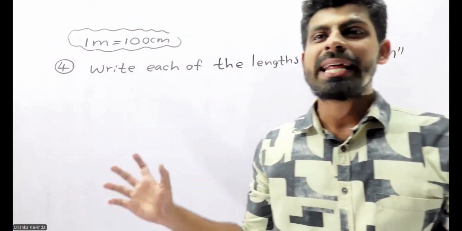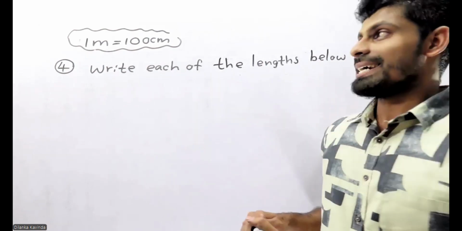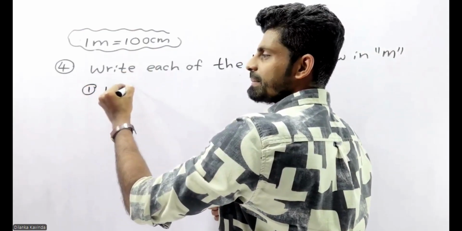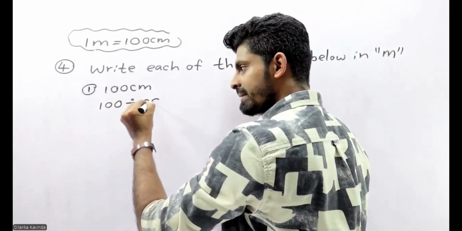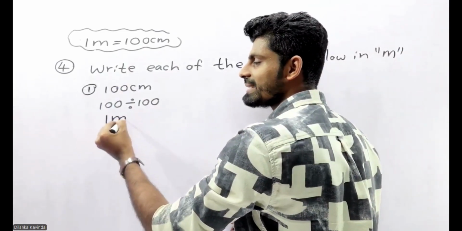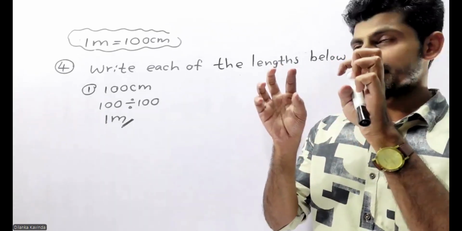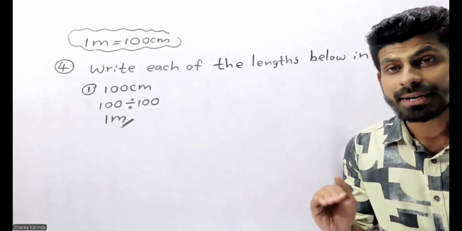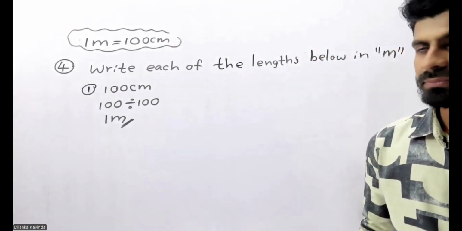Write each of the below lengths in meters. Let's see how to convert to meters, right? Look at this one. Question number 1: 100 centimeters means 100 divided by 100, which equals 1 meter. That means if you need to convert centimeters into meters, you need to divide by 100.